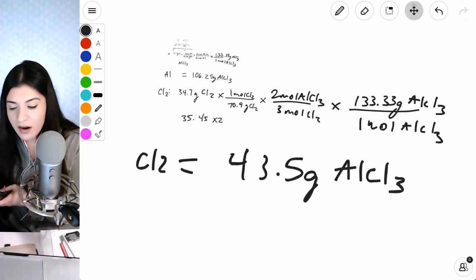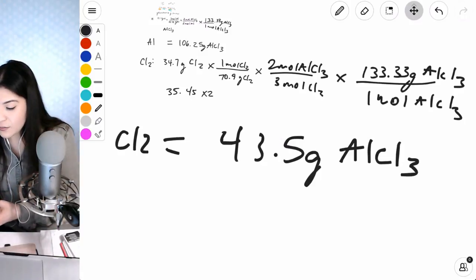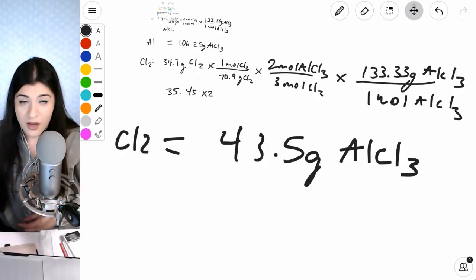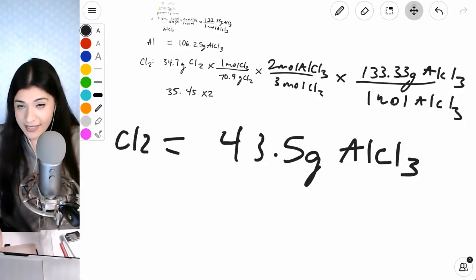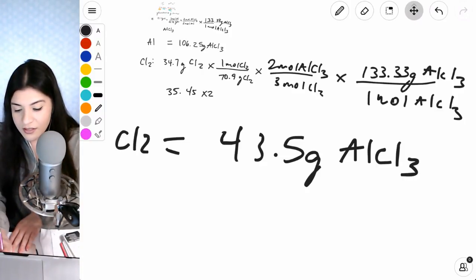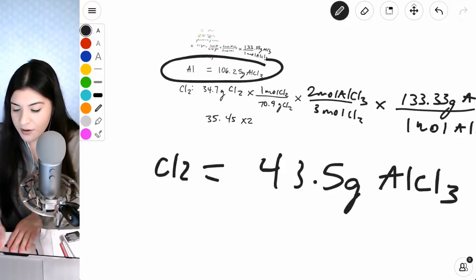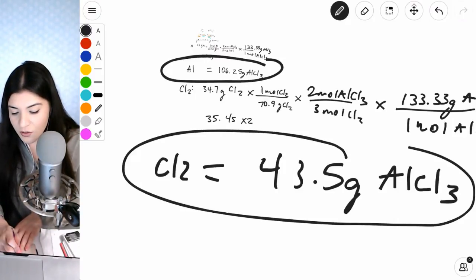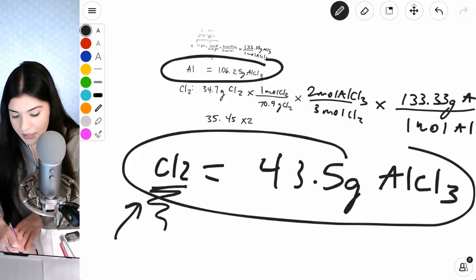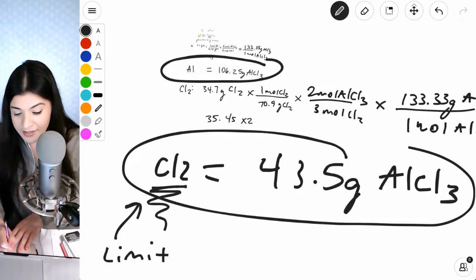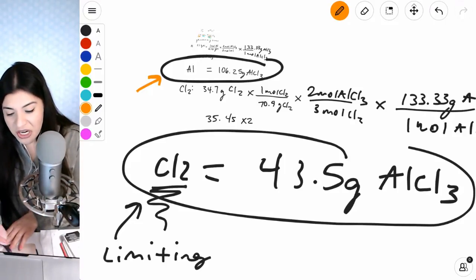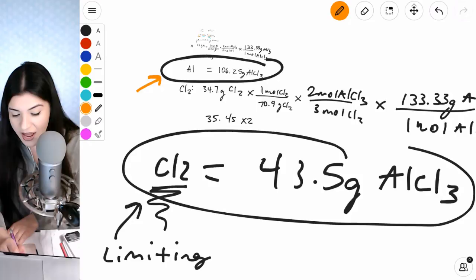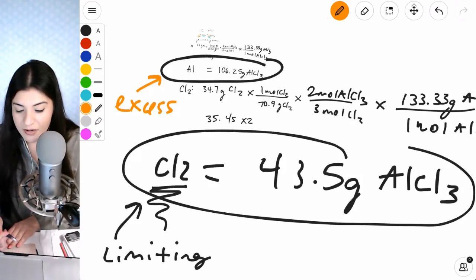So what I'm going to do now is compare and check which reactant produced the least amount. So whatever produces the least amount of product is your limiting reactant. So I'm comparing these two, okay? Comparing these two. So since chlorine produced the least amount, that means chlorine is our limiting reactant. And then pretty much since the other one's left over, then aluminum has to be our excess reactant.